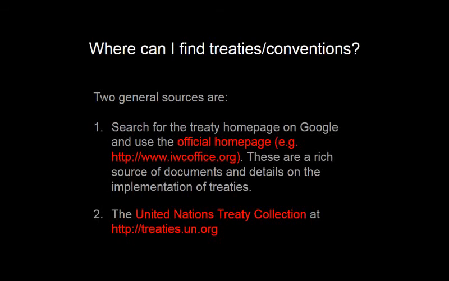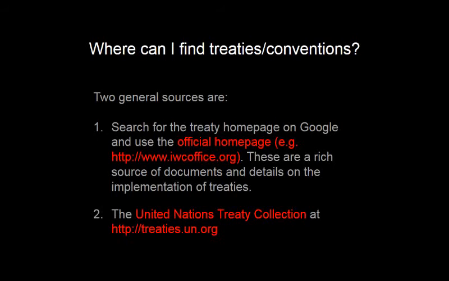Okay, so where can you find treaties, conventions? The two general sources: there's the treaty homepage for whatever treaty you're looking at. As an example, the International Whaling Convention, I've given the website there. Those are rich sources of documents and details for the implementations of treaties, because what we'll see through the next few days when we look at all of these conventions is there's a huge amount of effort, not just in agreeing to a treaty, but in then implementing it and ongoing agreements. So you can find those documents on the treaty website.